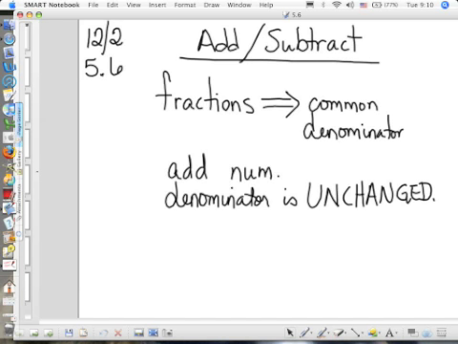So, 1/3 plus 1/3 gave you 2/3. Okay? Nothing changed in the denominator. You simply added the numerator.